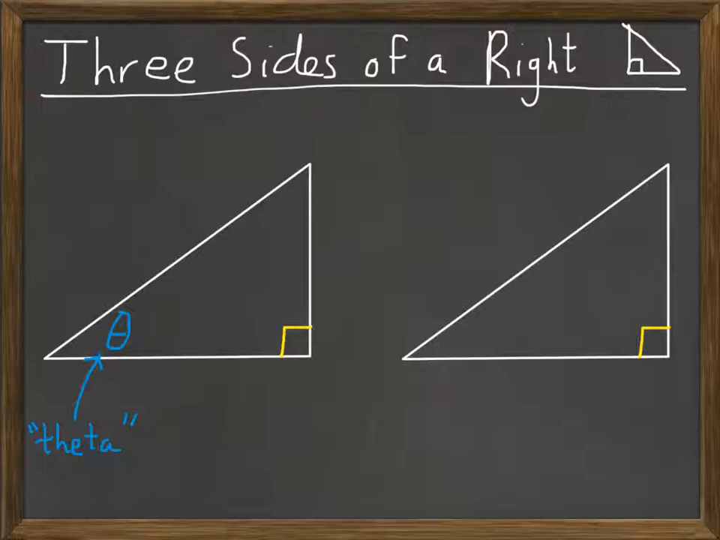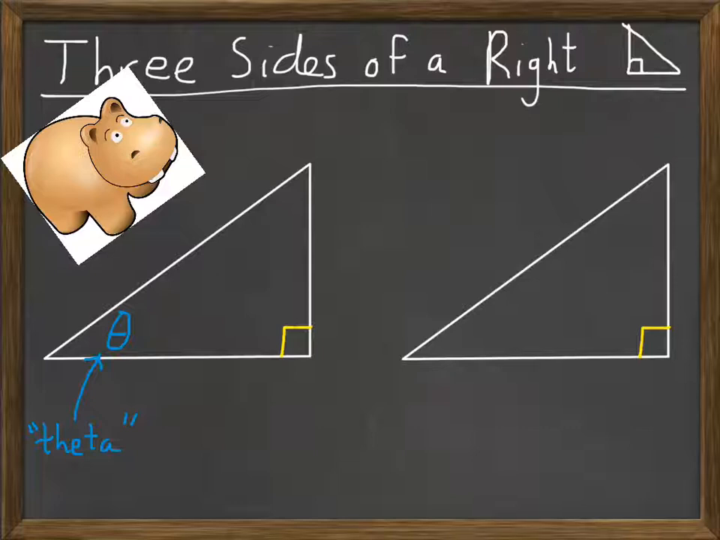Now you already know the name of one side of a right triangle. No, for the last time, it is not called the hippopotamus. It is the hypotenuse. Get it right. Okay, see you later, hippopotamus.